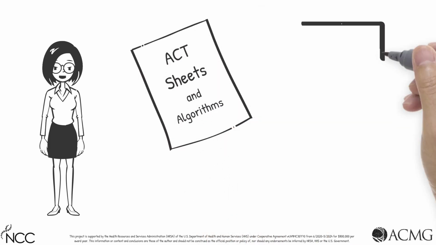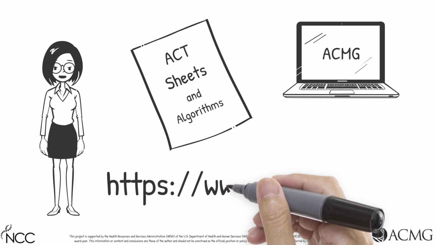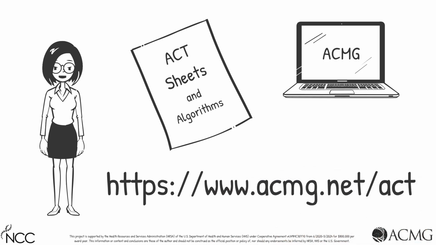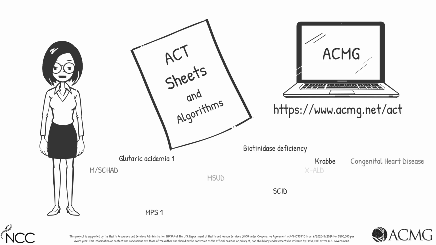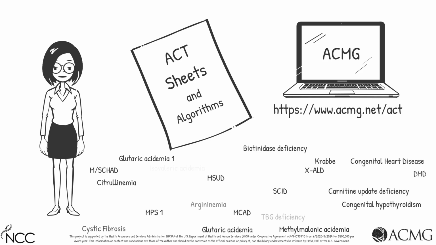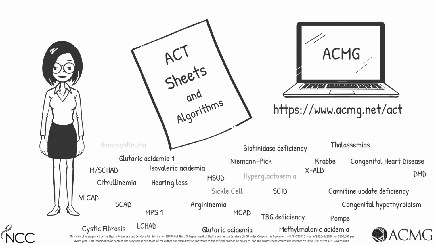Third, ACT sheets are freely available on the ACMG website to review in the event of a screen positive result. In addition to hemoglobin SC, ACT sheets are available for many other conditions that can be identified through newborn screening.